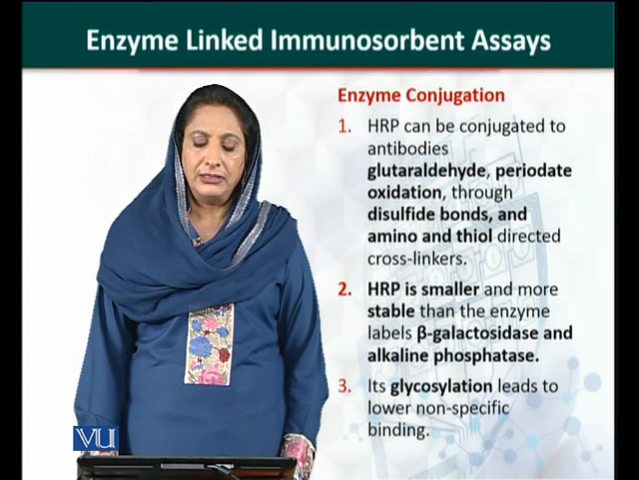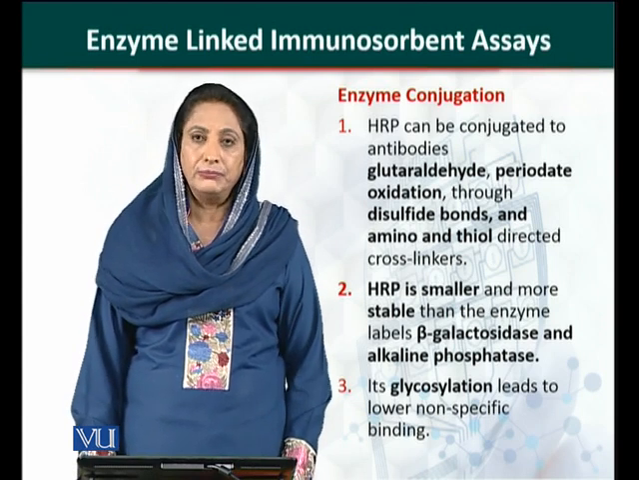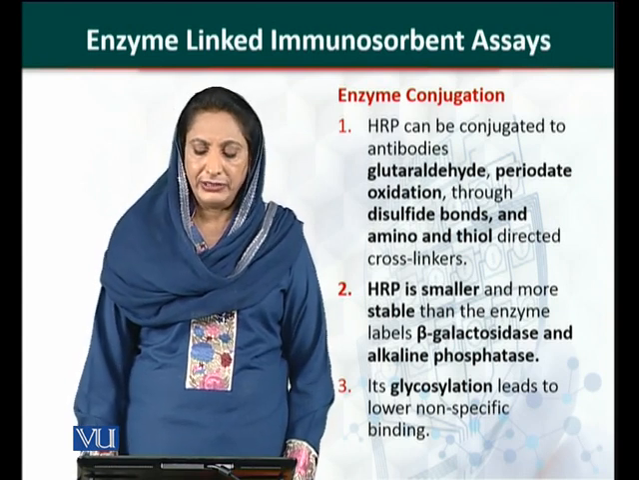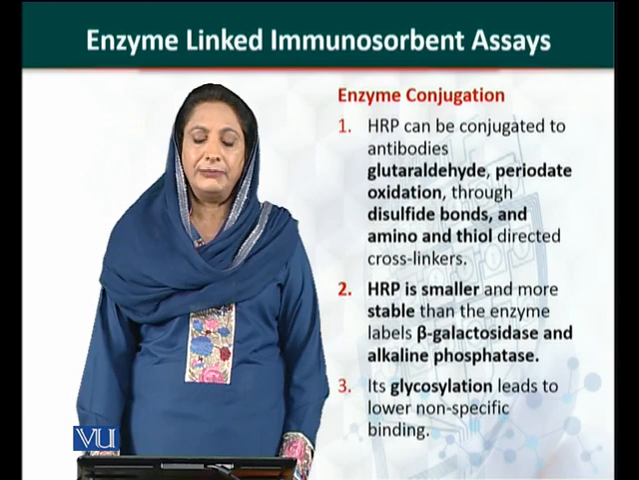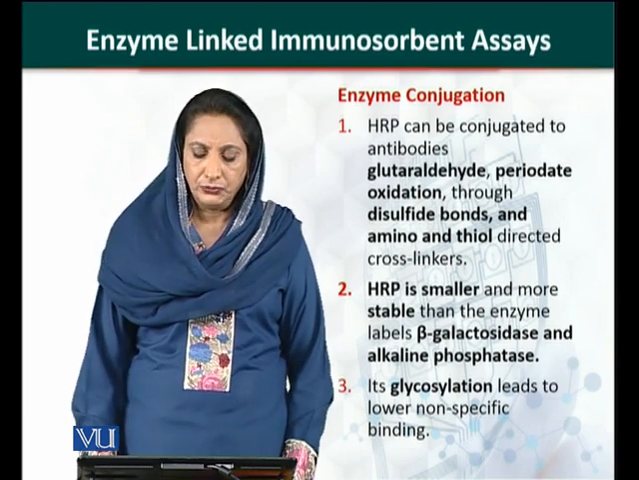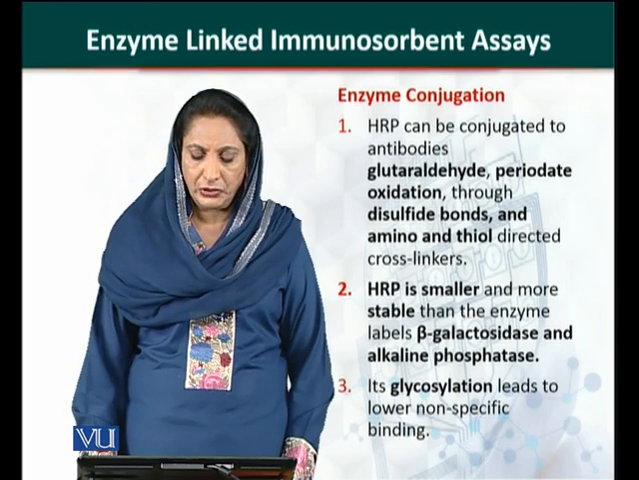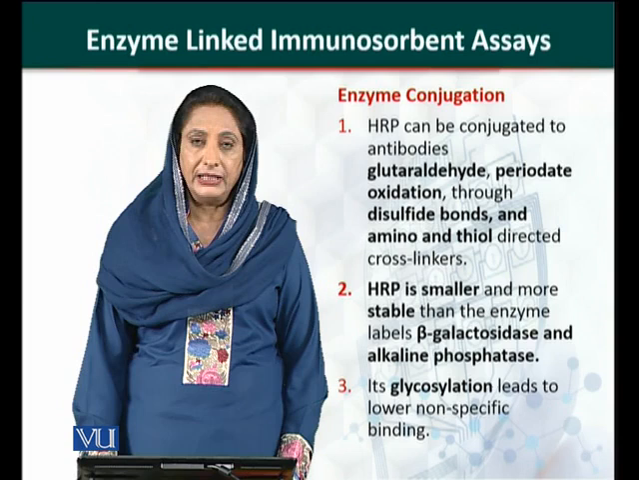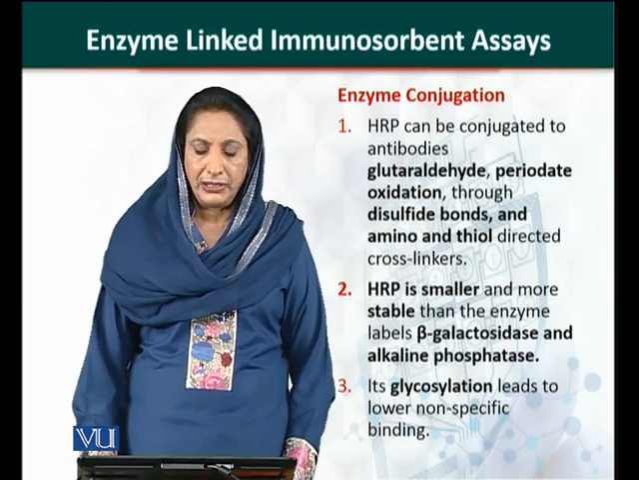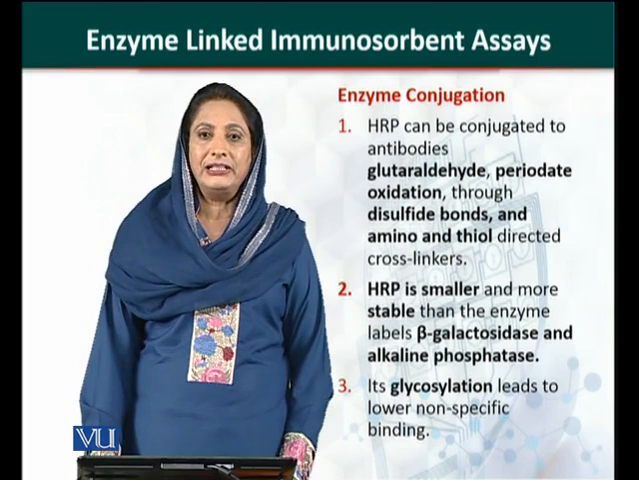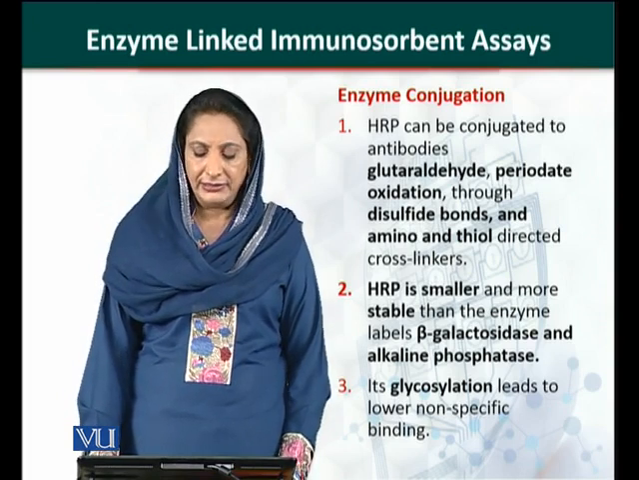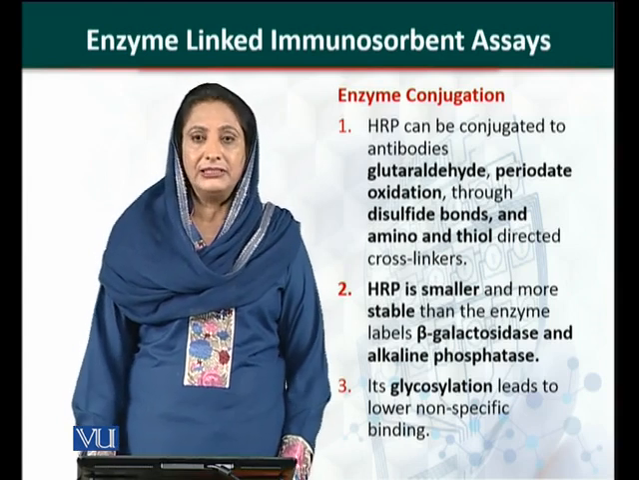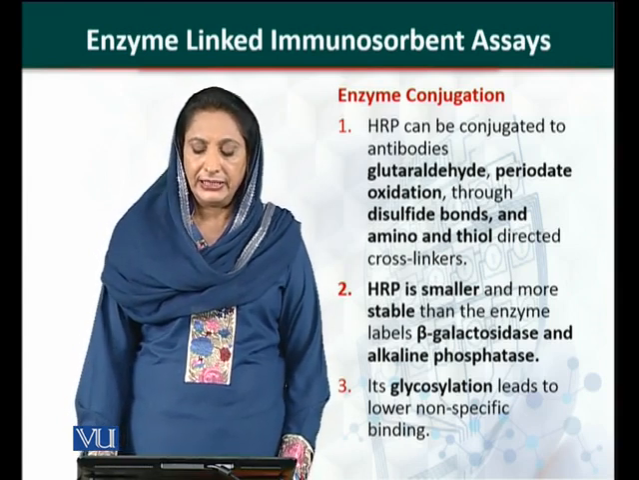Now, these amino acids could be used for bonding with the substrate, with the membrane for binding or immobilization. It is convenient to conjugate the enzyme by using chemical methods such as glutaraldehyde and periodate oxidation. Glutaraldehyde and periodate oxidation are useful for oxidation, and they use disulfide bridges and amino acid and thiol directed part of the molecule. Horseradish peroxidase is a small enzyme. It is more stable than the other two enzymes such as beta-galactosidase and alkaline phosphatase.